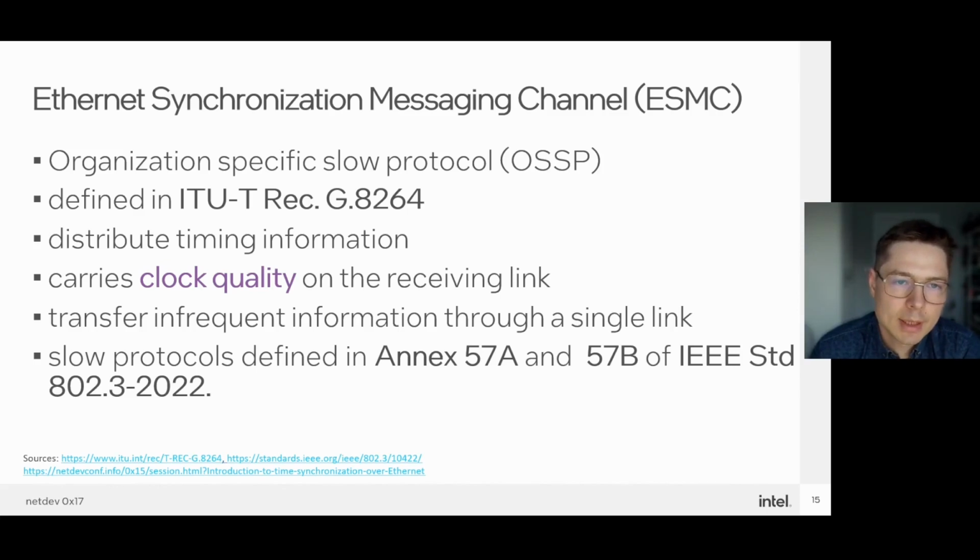ESMC is an Ethernet slow protocol specified to carry the information about clock quality on the receiving link. It is an organization-specific slow protocol standardized by common efforts of ITU-T and IEEE. The protocol distributes clock quality information through the Ethernet link. More details on the protocol itself were shown 2 years ago in the Netdev presentation, and I'm leaving you the link below if you are interested in the implementation specifics of this particular protocol.